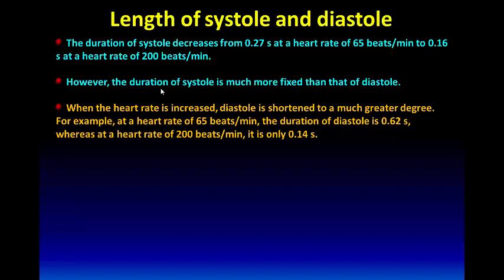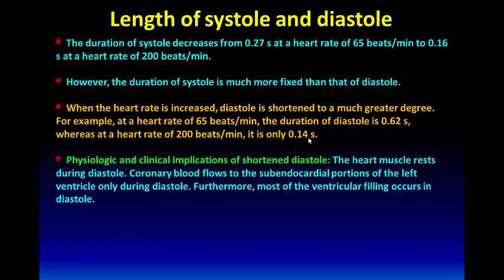For example, at a heart rate of 65 beats per minute, the duration of diastole is about 0.62 of a second, whereas at a heart rate of 200 beats per minute, the duration of diastole is only 0.14 of a second. So when the heart rate is high, diastole is shortened to a much greater degree than systole.